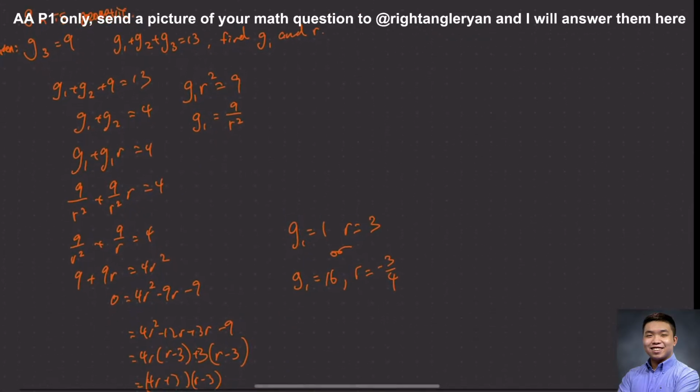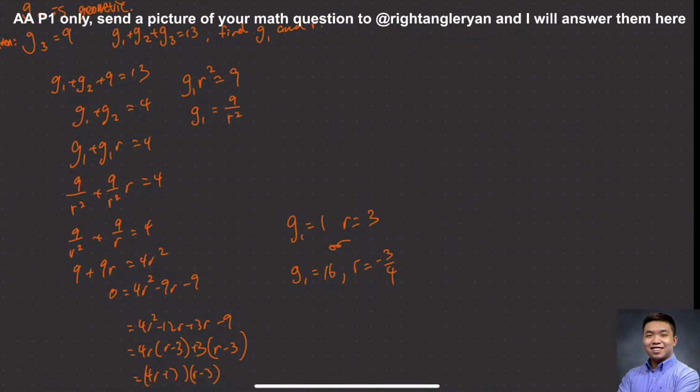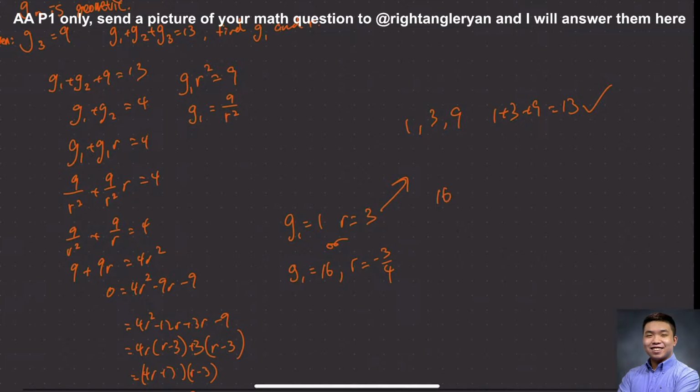Now let's just double check and make sure it's all good. If this is the first case, then we'll have 1, 3, 9. Does this add up to 13? Yes. 1 plus 3 plus 9 is equal to 13. Good. And then if we have 16 times negative 3 over 4, that's negative 12, and then negative 12 times negative 3 over 4 is 9. So this will be 9. Does this add up to 13? Yes, 16 minus 12 plus 9 is equal to 13. Good.